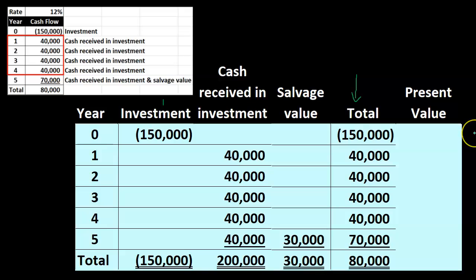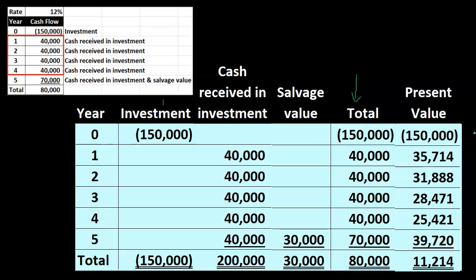Then we'll calculate the present value per year. In year 0, it is what it is, the 150, and then we'll use the calculations for years 1 through 5. We can do them 3 different ways. We can use the formulas, we can use the tables, we can use Excel. I would prefer to use Excel and get down to that 11 to 14. This is typically the way I would generally do it.